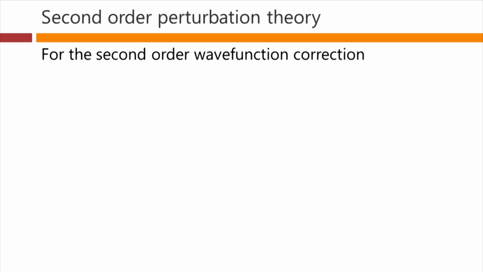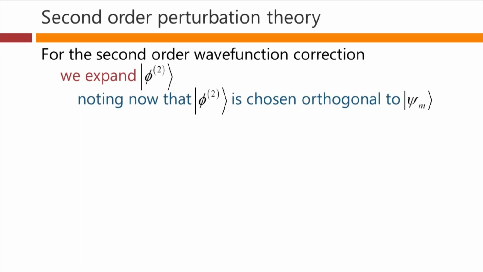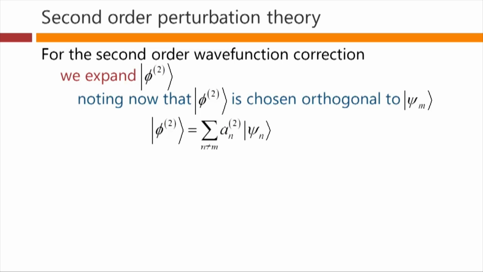For the second order wave function correction, we expand phi 2, noting that phi 2 is chosen orthogonal to psi m. So phi 2 is some coefficients, an2, times psi n. And again, we are choosing n not equal to m. We're not going through that algebra explicitly, but we would always find that we could choose phi 2 to be orthogonal to the specific unperturbed function psi m.